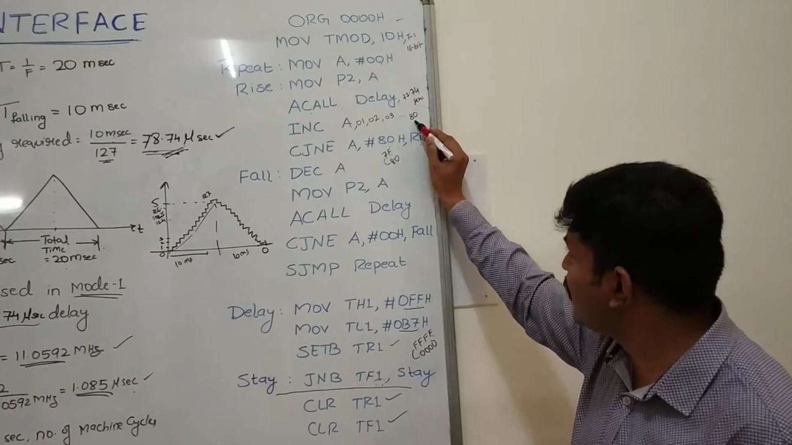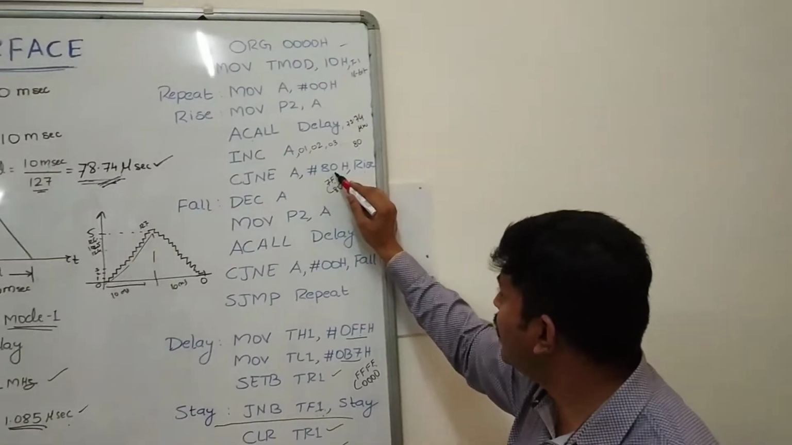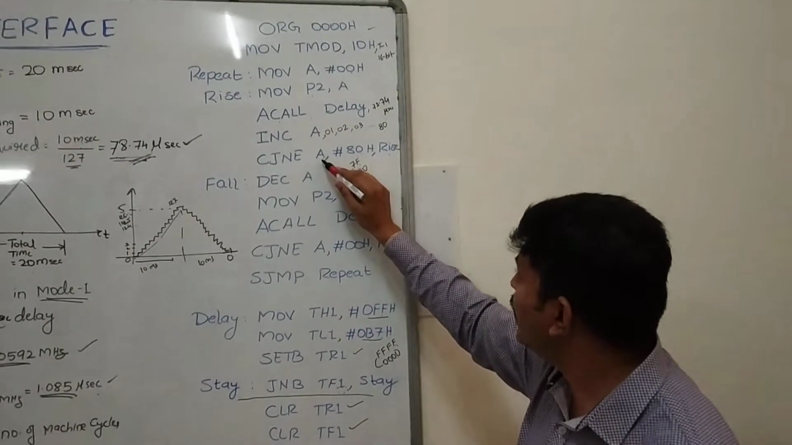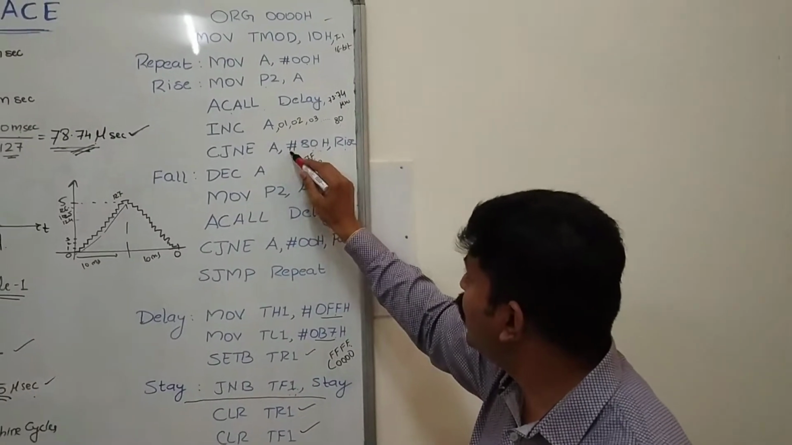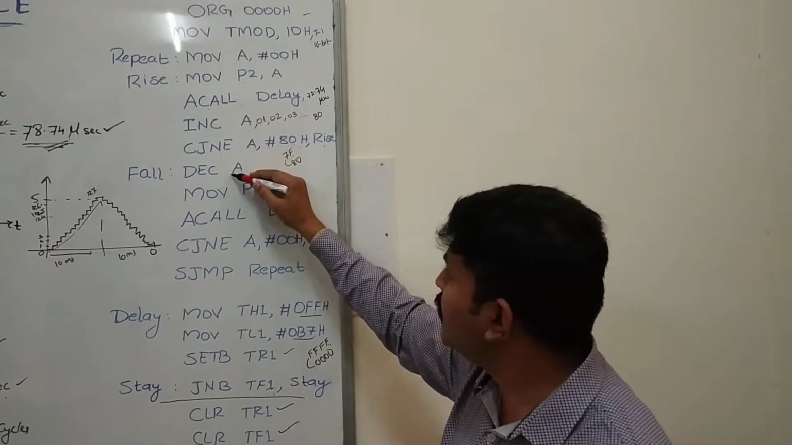Once it is 80, then accumulator contents are compared with ATH. Since they are equal, this condition fails. We will not go to rise. We will come out of the loop.